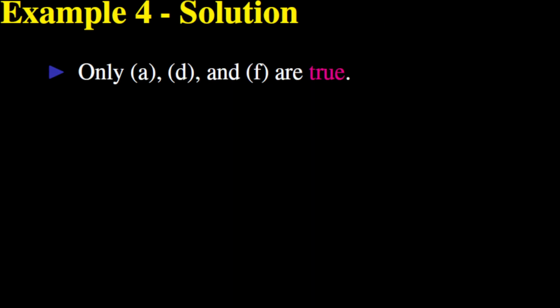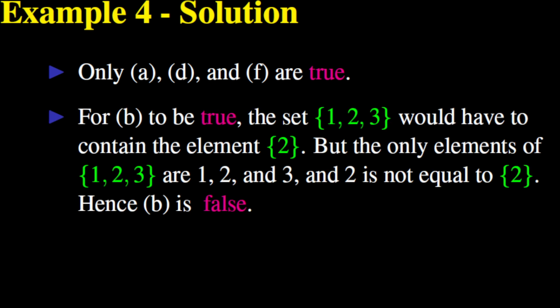Only A, D, and F are true. A is true because obviously 2 is an element of the set with elements 1, 2, and 3. D is true because the singleton 2 is of course contained in the set with elements 1, 2, and 3. F is true because the singleton 2 is clearly an element of the set with two elements, the singleton 1 and the singleton 2. For B to be true, the set with elements 1, 2, 3 would have to contain the element, singleton 2. But the only elements of the set 1, 2, 3 are the integers 1, 2, and 3.